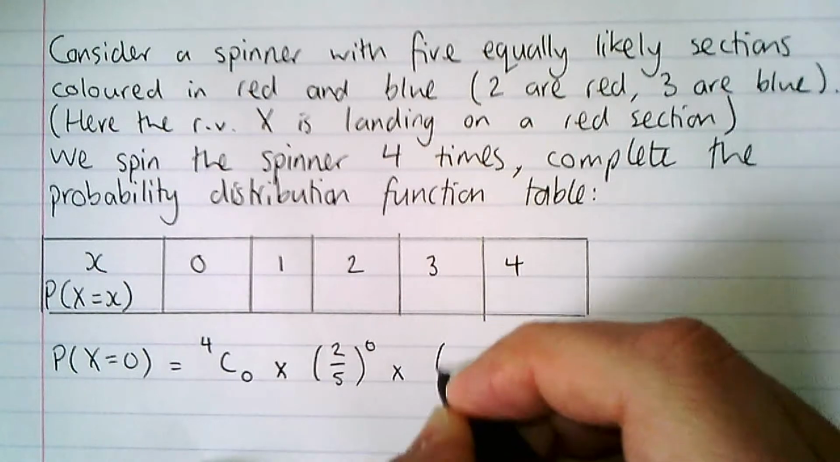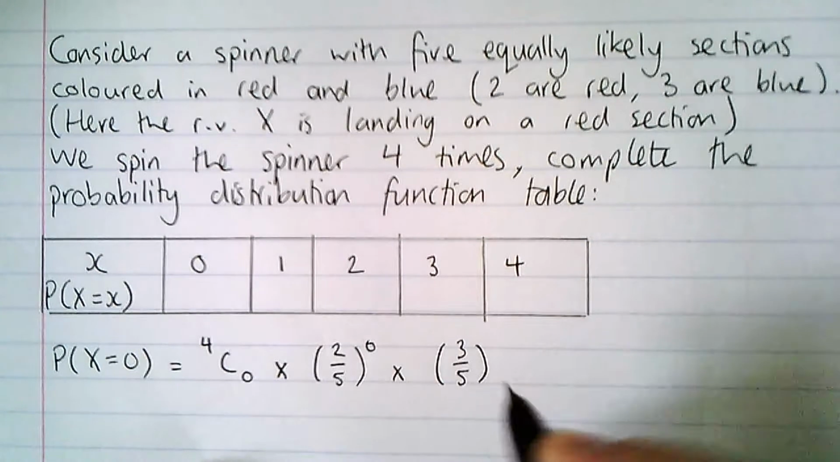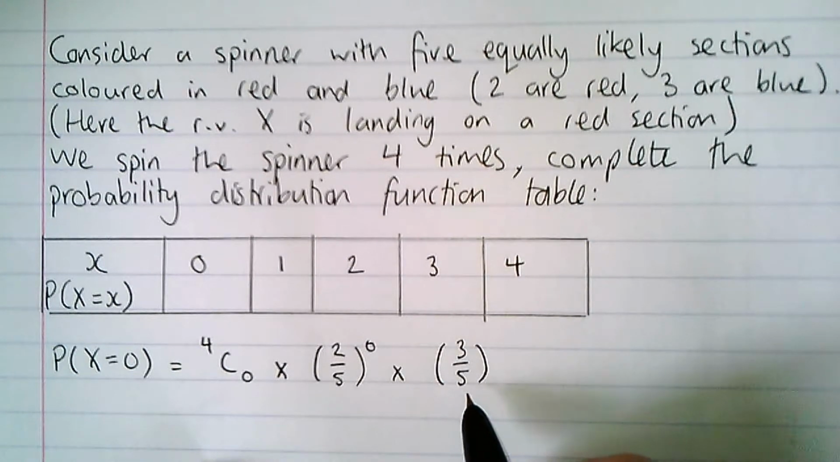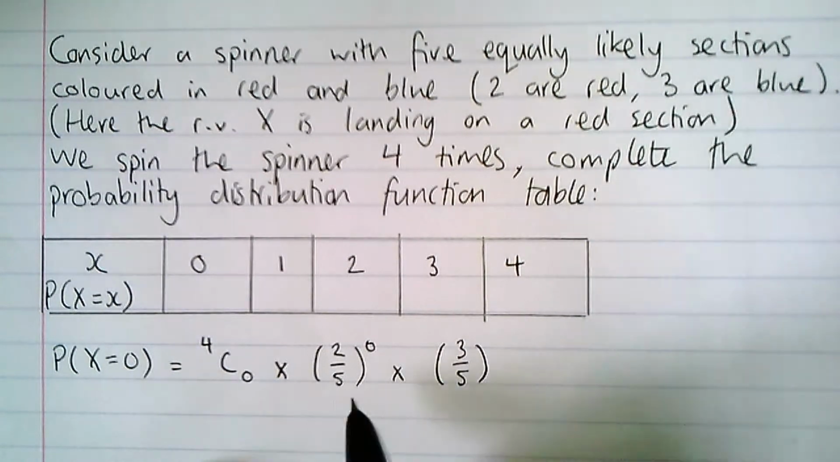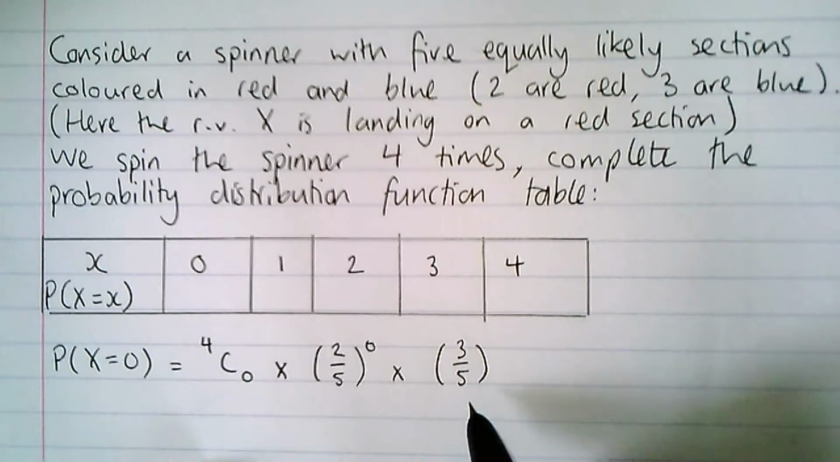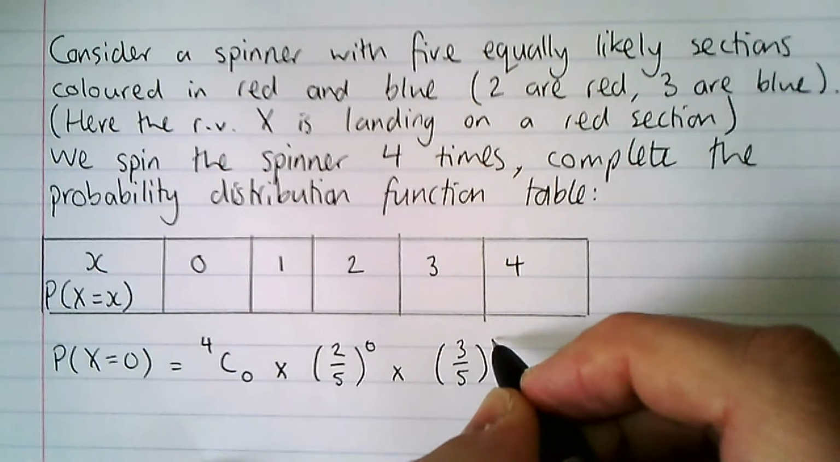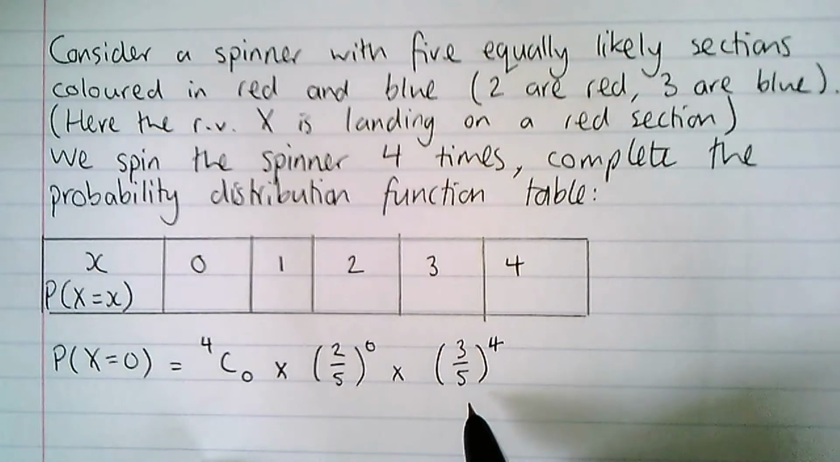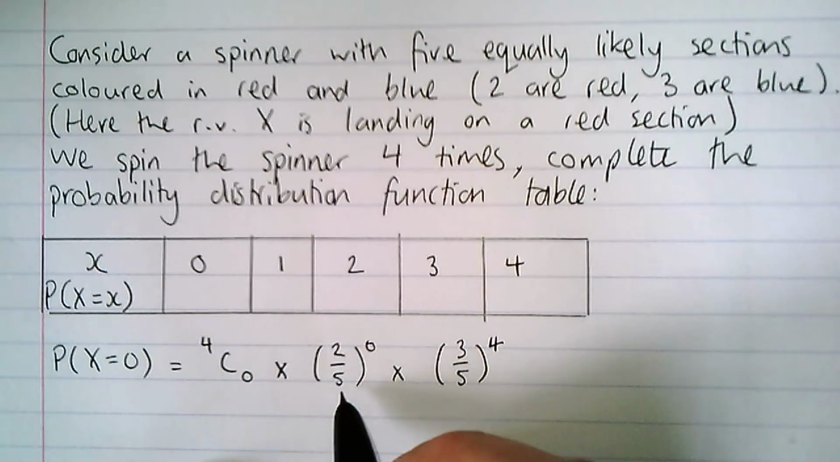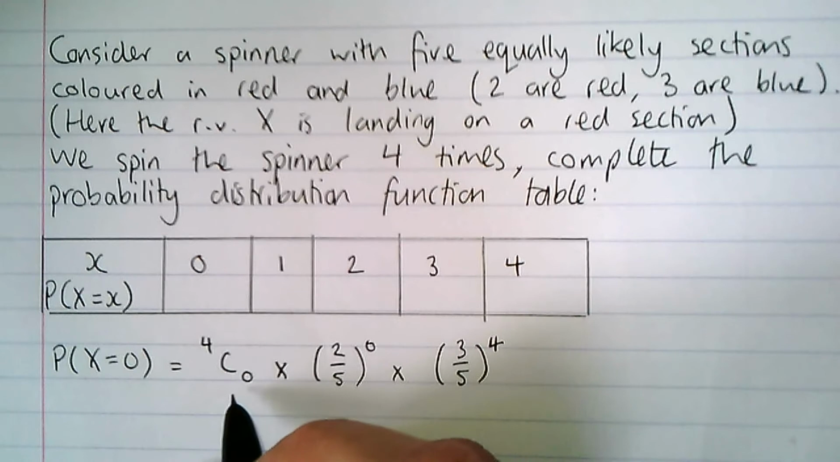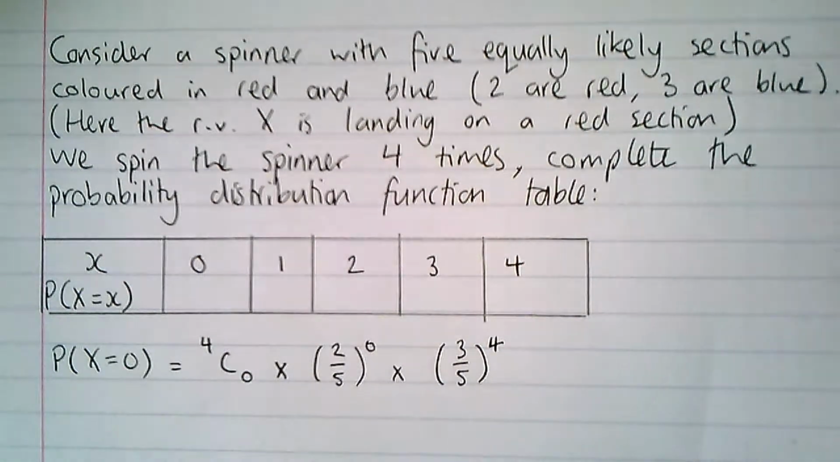Multiplied by 3/5. So this here is the probability of not getting a red. In this case, that means getting a blue. So probability of getting a red, I want none of them. Probability of not getting a red, I want 4 of them. So 4 outcomes that are not red, 0 outcomes that are red, and then I've got my number of combinations, so 4 choose 0. And then we can work that out. Try my calculator.